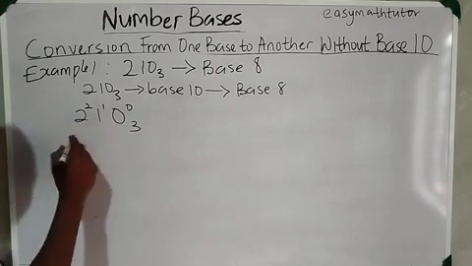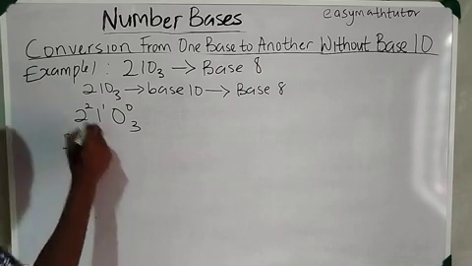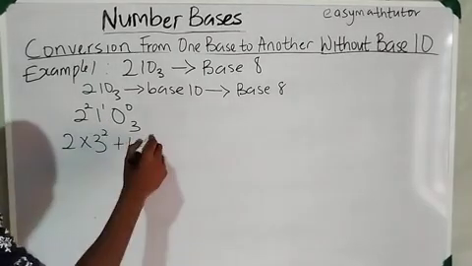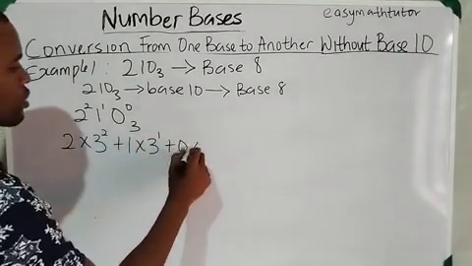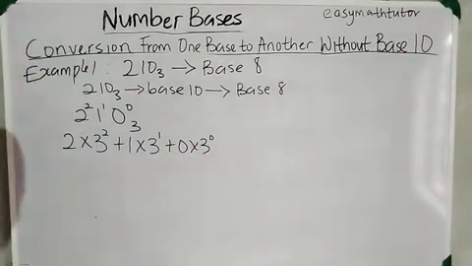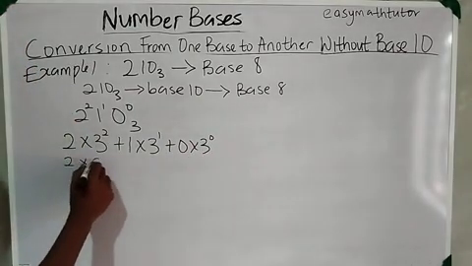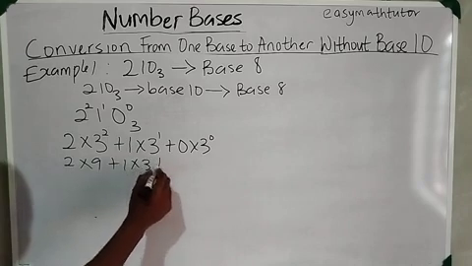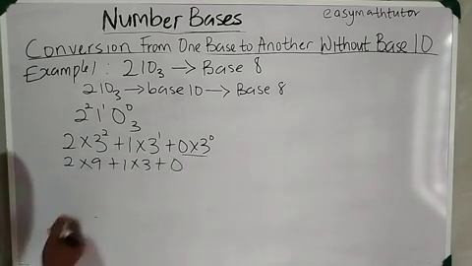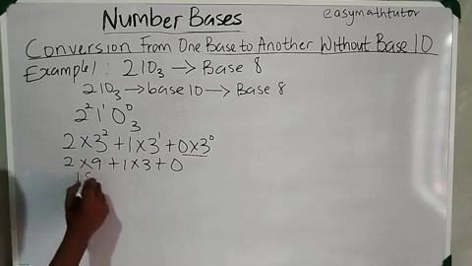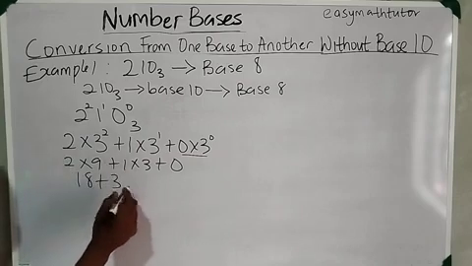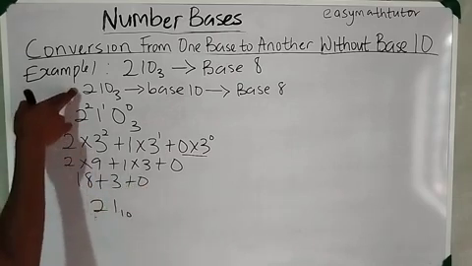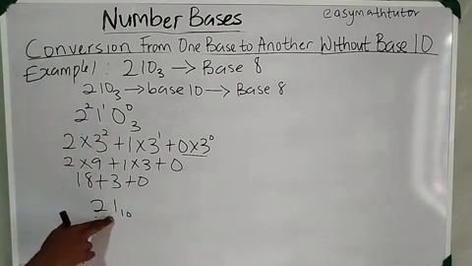Next, we are going to multiply each number by the base raised to the power. So 2 times 3 raised to the power 2, plus the next number, 1 times the base 3 raised to the power 1, plus 0 times 3 raised to the power 0. This is the same thing as 2 times 9, because 3 squared is 9, plus 1 times 3, plus 0. Everything here is 0. So this is 2 times 9 is 18, plus 1 times 3 is 3, plus 0. That is 21 in base 10. So it means that 210 in base 3 is the same thing as 21 in base 10.